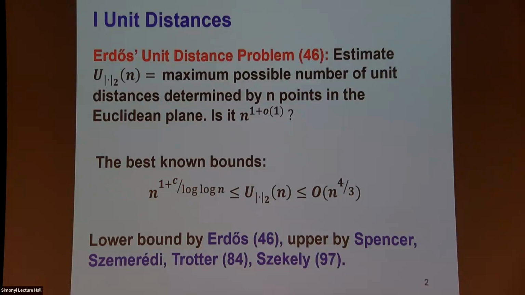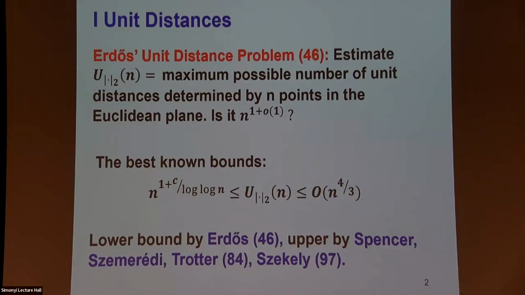And the best known upper bound was first proved by Spencer, Szemerédi, and Trotter in '84, and it's n to the 4/3 up to a constant. And since then, there have been quite a few simpler proofs of the same bound, which is still conjectured to be pretty far from being tight.